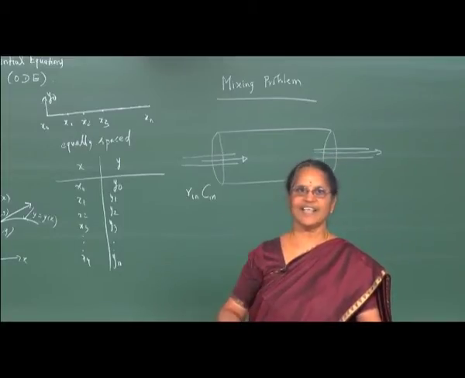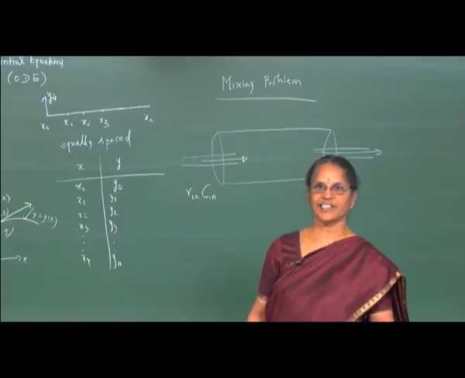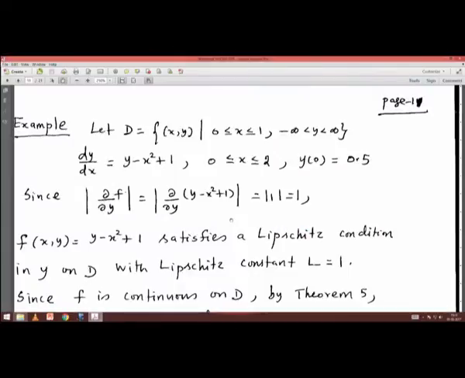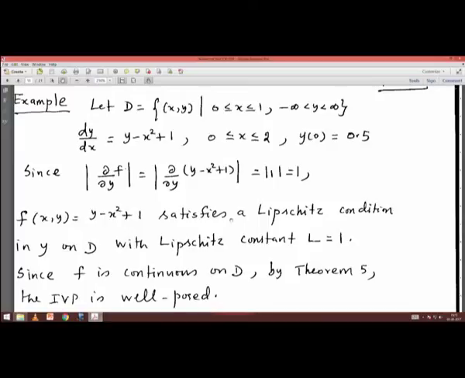So, let us take an example and complete this discussion. So, let D be the set of all x, y such that x lies between 0 and 1 and y lies between minus infinity and infinity.